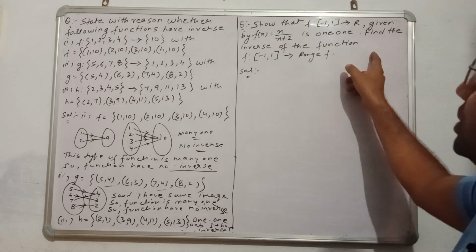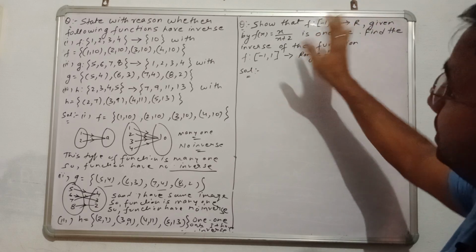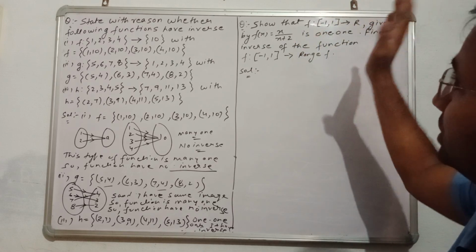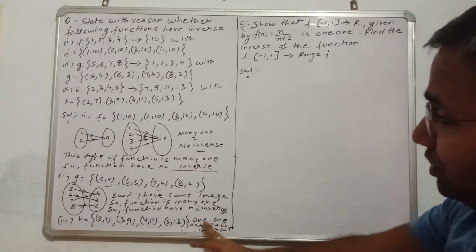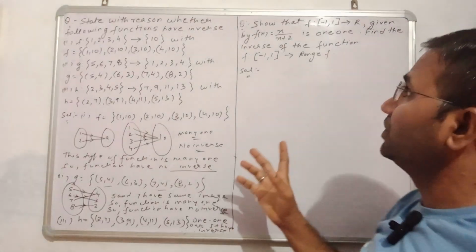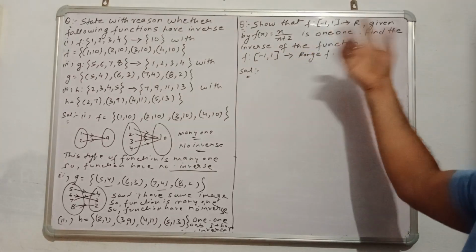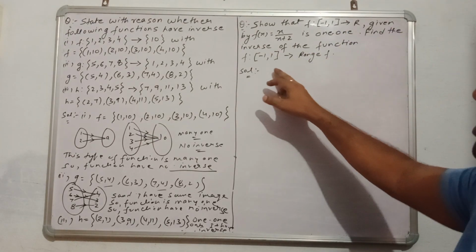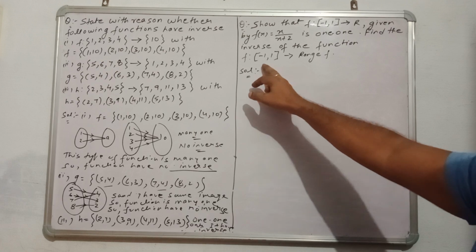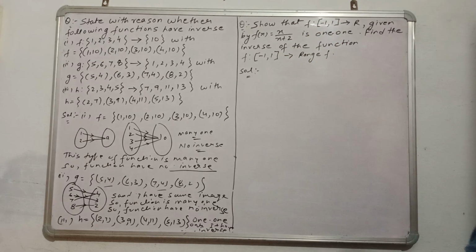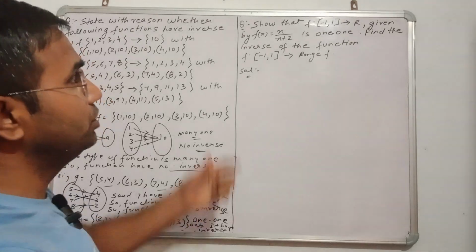To find the inverse of a function, first of all you have to show that it is one-one. Now if it is one-one, then there will be an inverse, as I told you: if a function is one-one, then there will be an inverse. Then you have to find it. The same condition is given. Range of f. So how will you find that? First of all you have to show it.